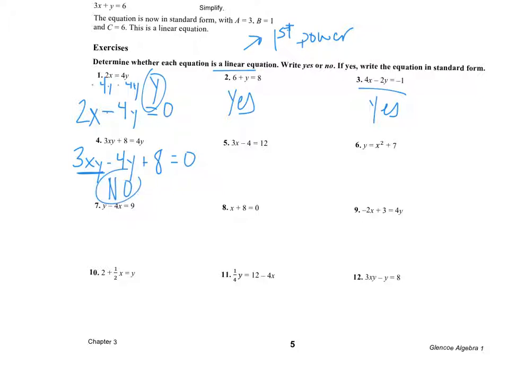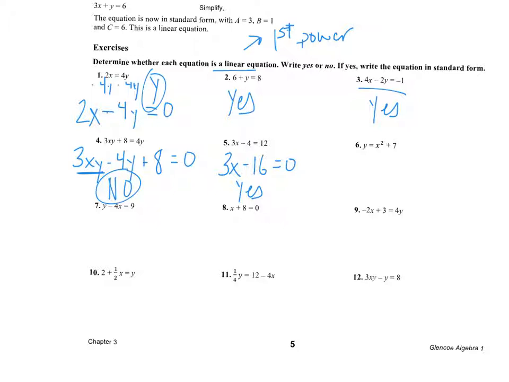This is not linear. Number 5, 3x minus 4 equals 12. Again, if you wanted to write this in standard form, you would bring the 12 over here, so you'd subtract 12 and have 3x minus 16 equals 0. Or we can just look at it and say, yep, that clearly is linear.